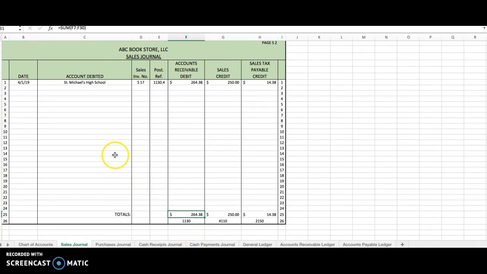So again, let's walk through how this particular entry would be journalized and posted. This is a sale on account to St. Michael's High School, and they bought something worth $250. We credit sales, that goes up. We have to add sales tax to it. That happens in every entry when we sell something. So this is, in fact, calculated at a 5.75% sales tax rate, I believe.